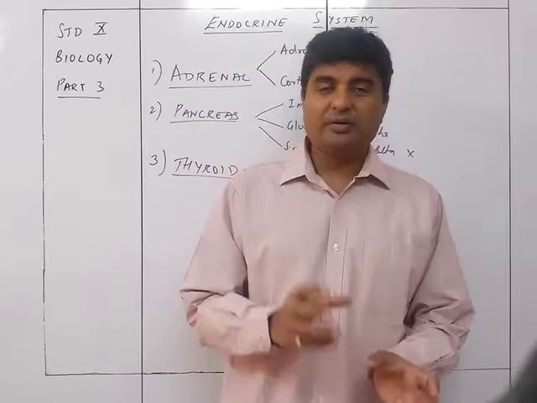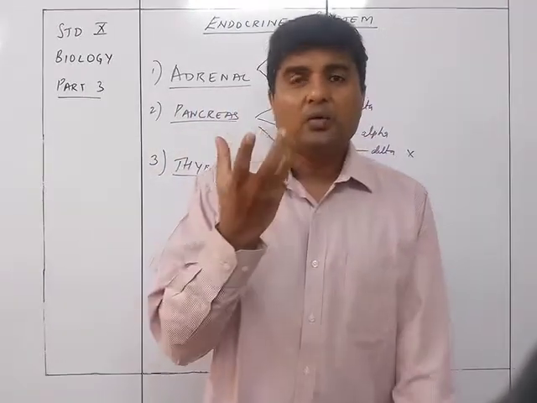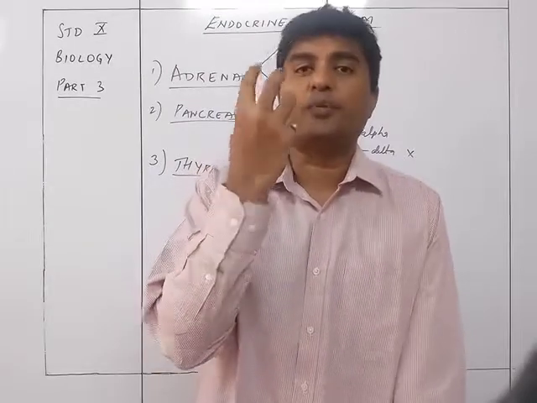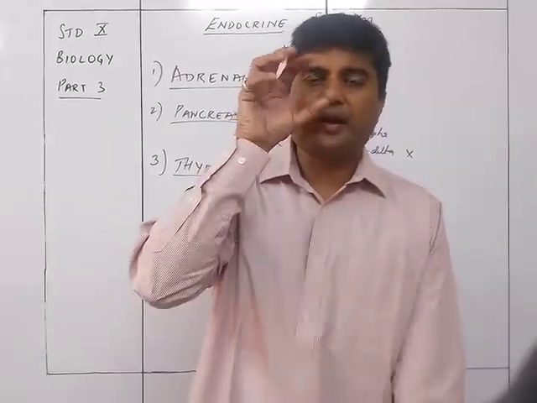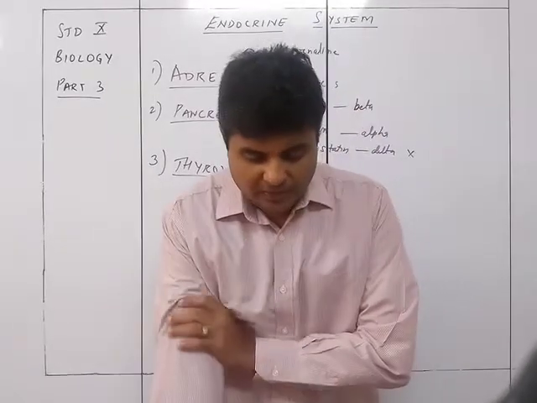Ophthalmic is related to the eye. So exophthalmic is nothing but related to the eye. So the eye will start protruding outwards. When the eye starts protruding outwards, that is the condition which is called exophthalmic goiter.